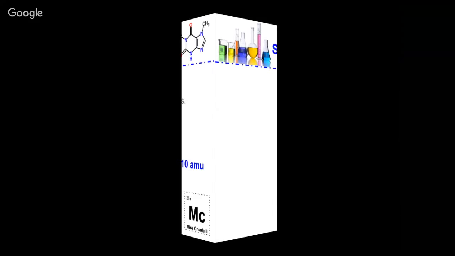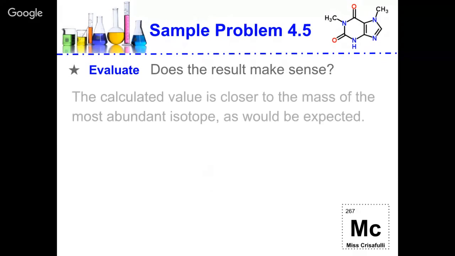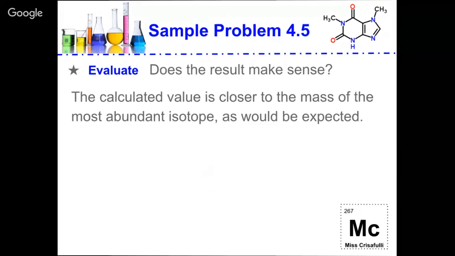Well, that's the end of this video. And remember, before we can continue, we have to make sure that this makes sense. And it does, because the most abundant isotope is going to have a value that is closest.